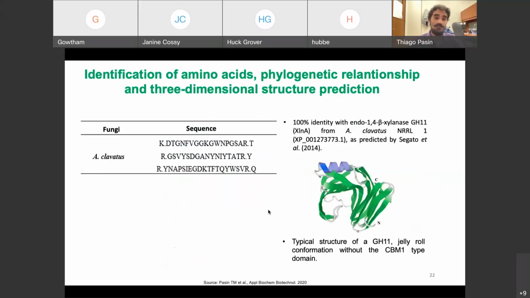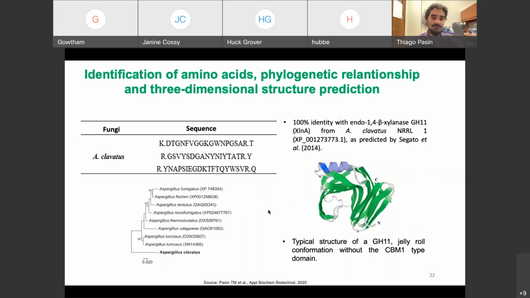After the purification and verifying that the protein was pure, we started the identification of the amino acids of the protein, and we got some sequence here. So we cut the band of that gel, stained it with Coomassie, and sent it to mass spectrometry, and then we got 100% identity with an endoxylanase GH11 from Aspergillus clavatus, which was predicted by Segato et al. 2014. So this enzyme has been predicted to exist before, but this is the first time that we saw this enzyme really in the extracellular production.